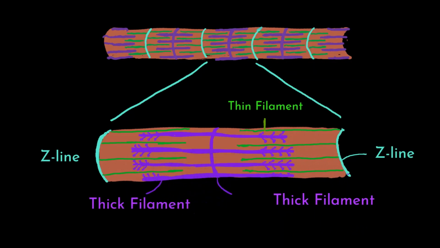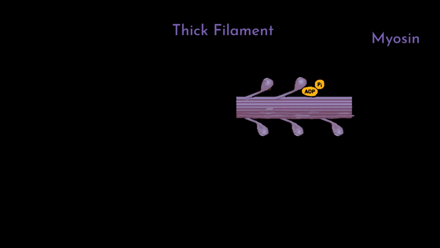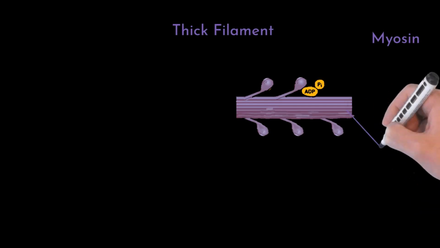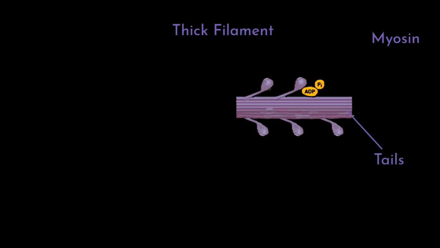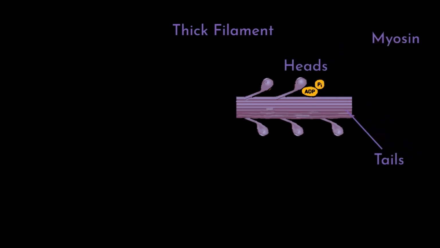The thick filaments are made of myosin, which is a motor protein that uses ATP to do work. The proteins are stuck together at their tails to generate the filament, but the heads are free to bind ATP and grab the thin filament.